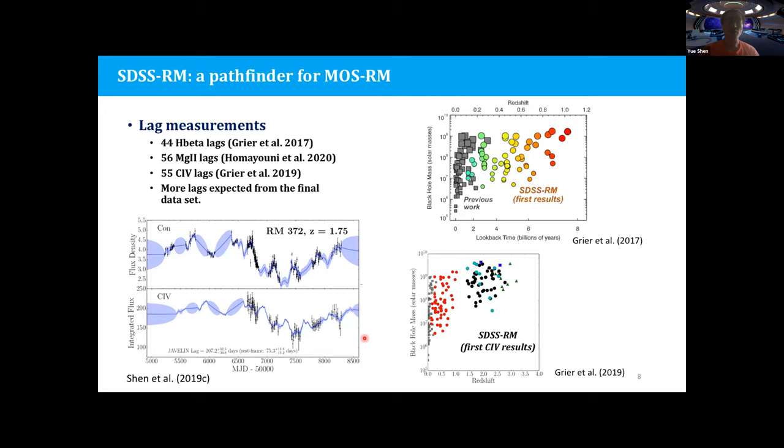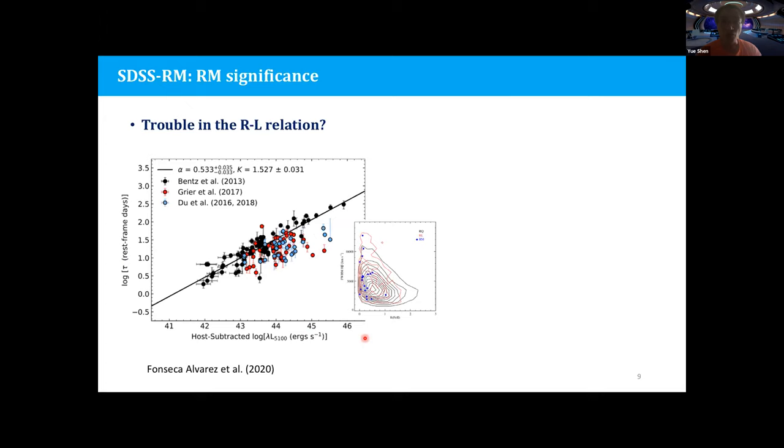All right, so I'm good on time. I would like to advertise a few highlighted science results from the SDSS-V pilot program. One of the most striking things we found from our project is that on the R-L relation, when we compile our H-beta lags and plot them against the luminosity, we see a systematic offset from the R-L relation derived from the local reverberation mapping results.